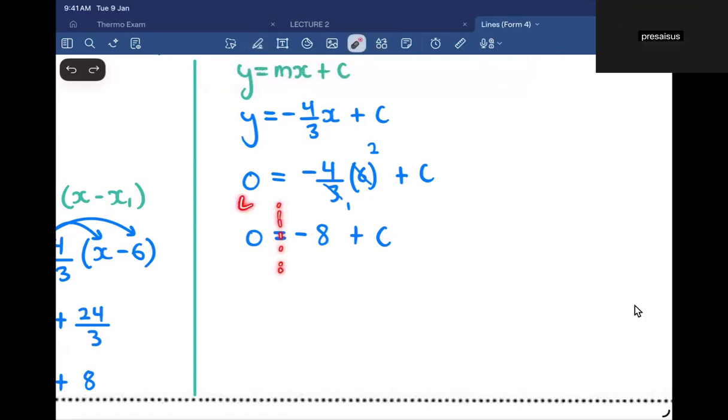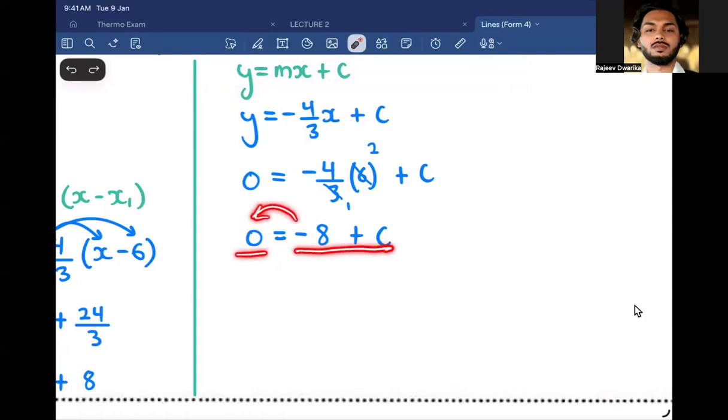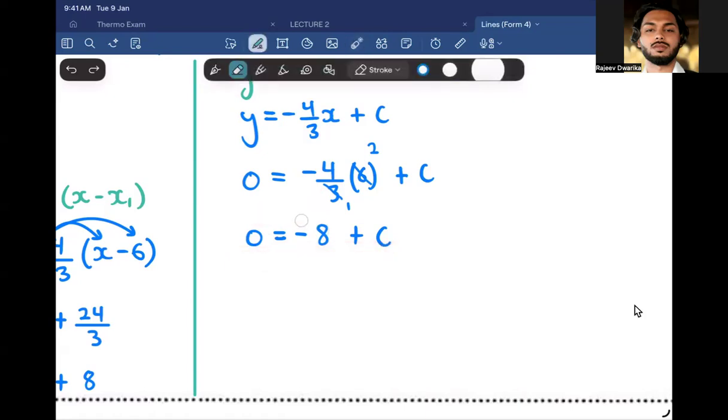On the right-hand side. So this is what you could do, right? Anytime the unknown is on your right-hand side, you could switch it around. That's completely fine. Or you could just move across the minus 8. That would turn to 8 is equal to C, and you just switch it around. So I want to show you both methods.